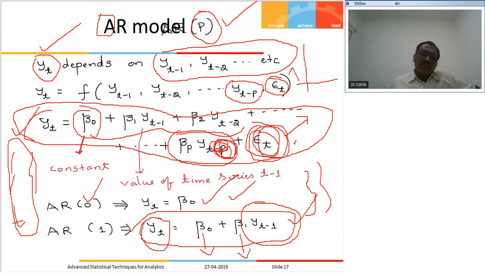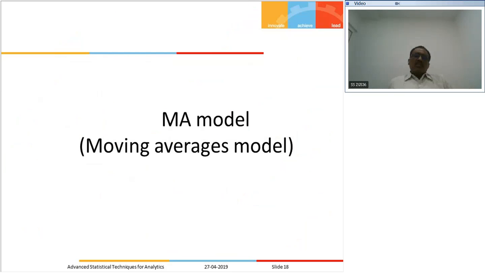But it is actually one of the important models in the entire... whatever terms we use, analytics or machine learning or whatever it is, one of the important models is the time series model. Next is the moving average model, the MA model.